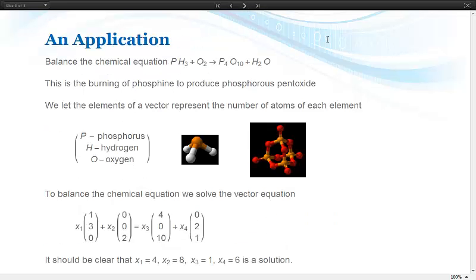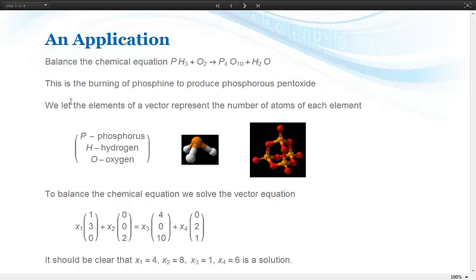So here's an application of matrix vector equations or vector equations. Suppose we want to balance the chemical equation where we have phosphine, phosphorus and 3 hydrogens, some quantity of that, plus some quantity of oxygen, which exists as O2, transforms. This is a burning, when we combine something with oxygen, to give me phosphorus pentoxide, which is 4 phosphorus atoms with 10 oxygen atoms. These are both pictured here, and free up a certain amount of water.